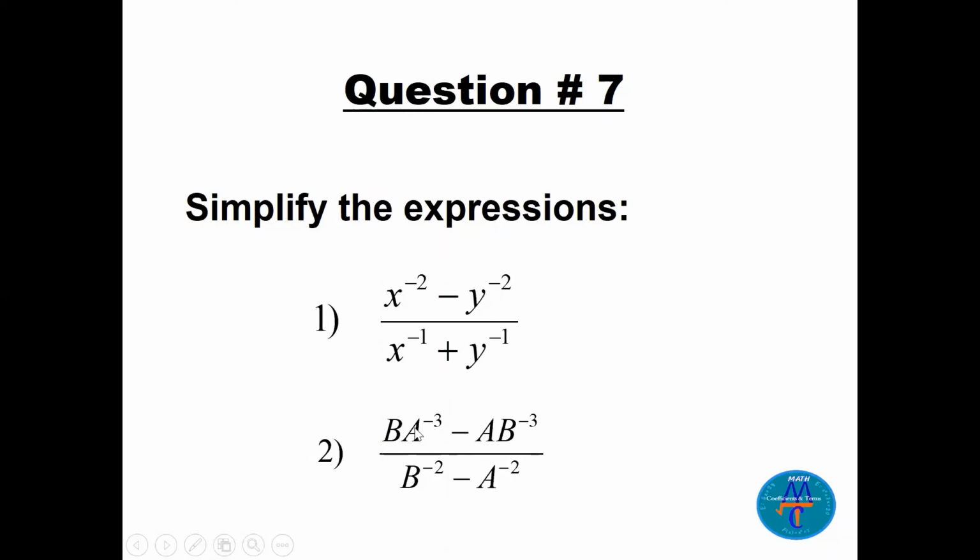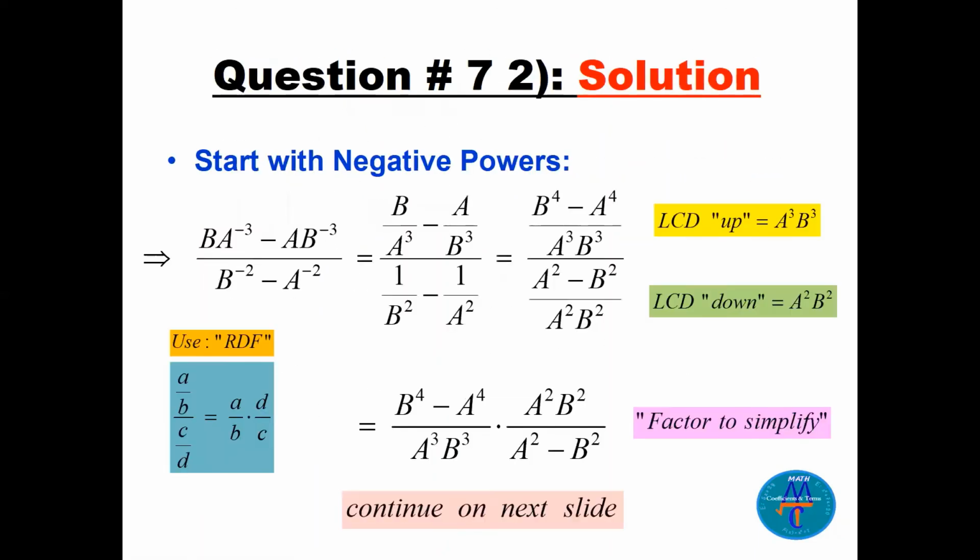right? You cannot write here 1 over BA cubed. Many students I have seen, 1 over BA cubed. Because the minus 3 is only on the A, not on the B. Same here. Minus 3 on the B, not on the A. That's the only trick. Okay, 2 slides. So be careful. B over A cubed. That's the only trick in the question here.